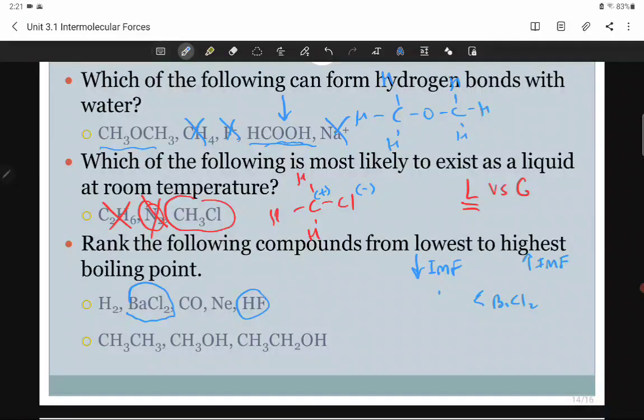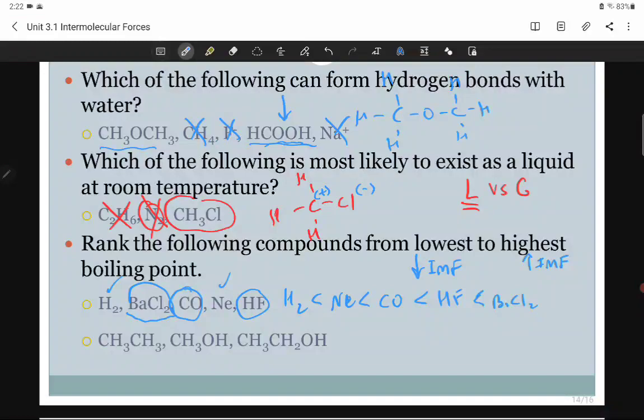HF has that special type of dipole called hydrogen bonding. Why? Because it has an H to an F. Remember, if it has an H to an F, H to an N, or H to an O, it can have hydrogen bonding capabilities. So now we're down to 3 items left, and this one has asymmetry, so it has a dipole. Then we're down to neon and hydrogen gas. Those are both symmetrical, so now it's about London dispersion forces. What gives you more or less London dispersion forces? The number of electrons. Neon has more electrons, and hydrogen has the least amount of electrons of anything.